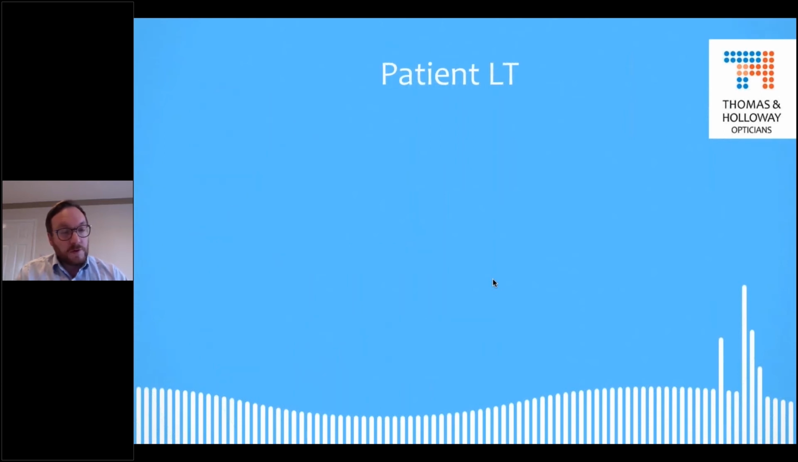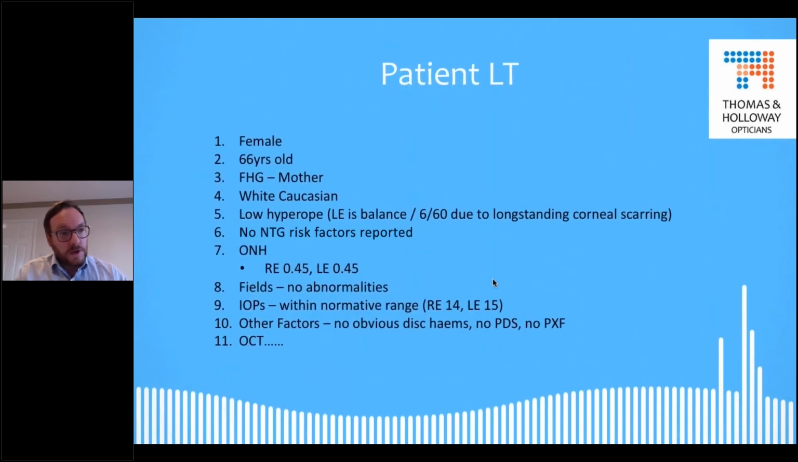So coming on to the final case study here. This time we've got another female, 66 years old, so fairly young. She's got a family history of glaucoma with mum, white Caucasian. She's a low hyperope in the right eye, although the left eye is balanced. There's quite extensive but quite central corneal scarring, so she's achieving 6/60 at best, even best corrected. I can't get her any better than that.